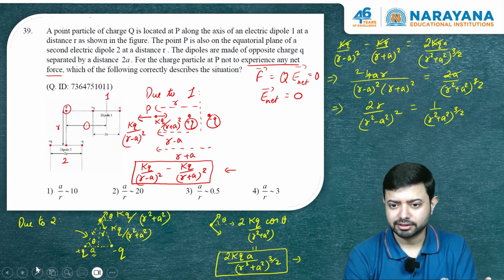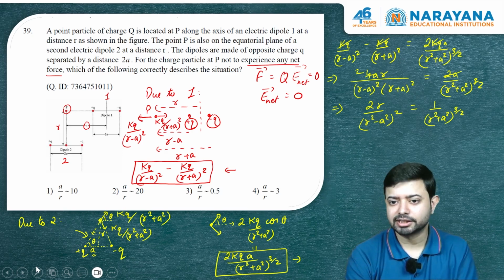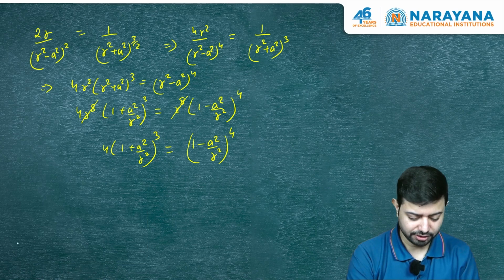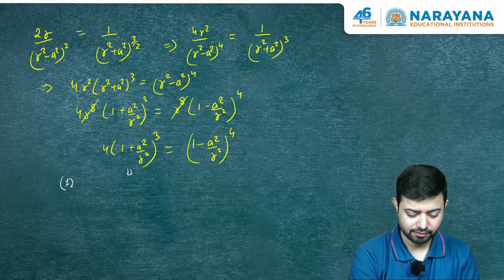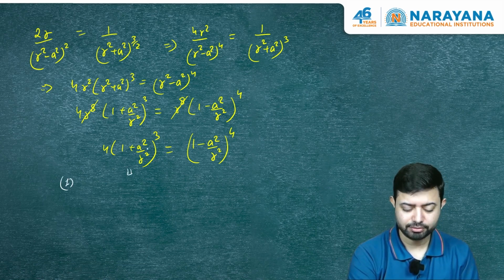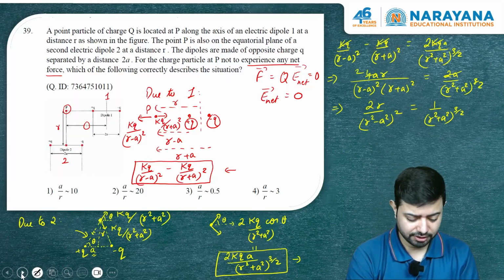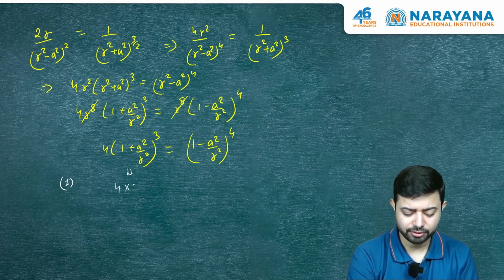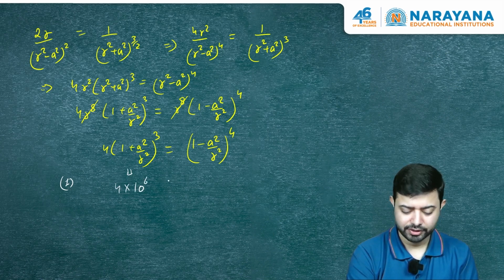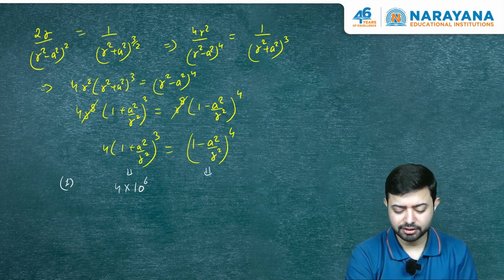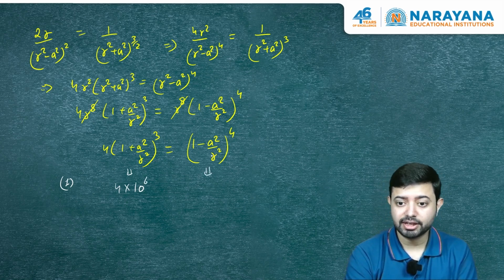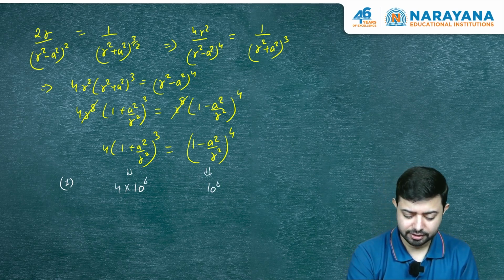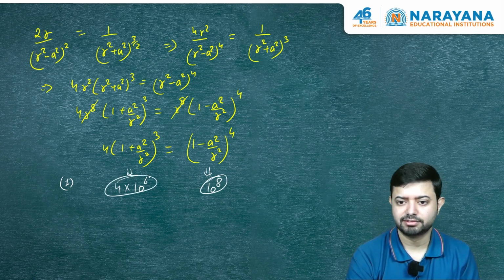So, if I choose one by one now, we can easily identify which one of them is matching. Suppose A by R is 10, then the left hand side will be, for the first option, 10 squared, 100, 100 plus 1 is approximately 100. So the left hand side is something like 4 into 10 to the power 6, and the right hand side is 1 minus 100, that is 99, minus 99, so the power of that is approximately 10 to the power 8. These numbers are not matching, so that option is vanished.